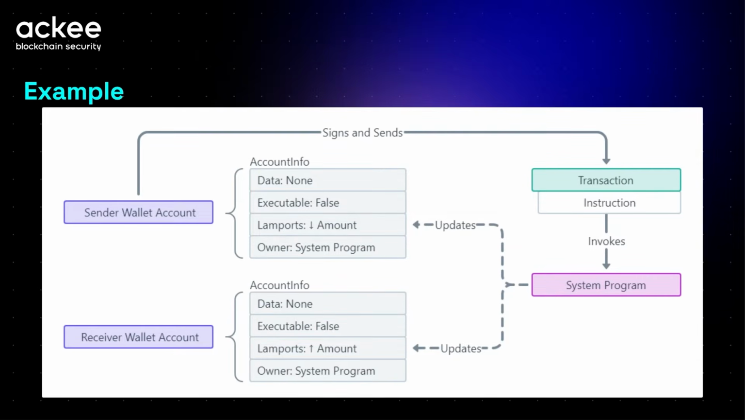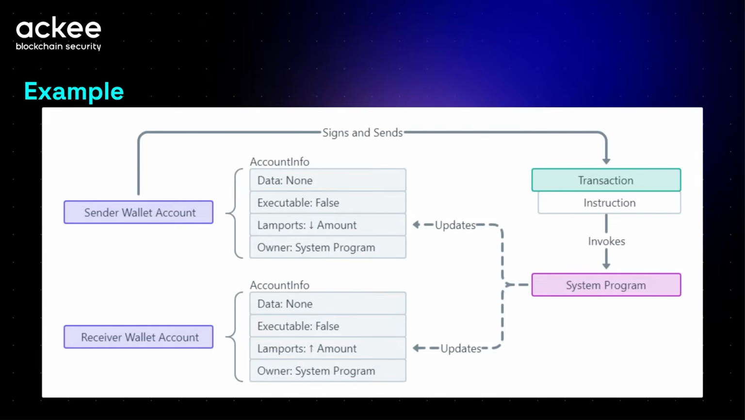Then the sender decides that he or she wants to send a friend some amount of Solana, or some amount of lamports. So the sender signs and sends the transaction. This is like in the Phantom wallet example, where you click on send and you sign the transaction. You can see the transaction on the right side containing the transfer instruction. This instruction invokes the system program. This system program contains the transfer function.